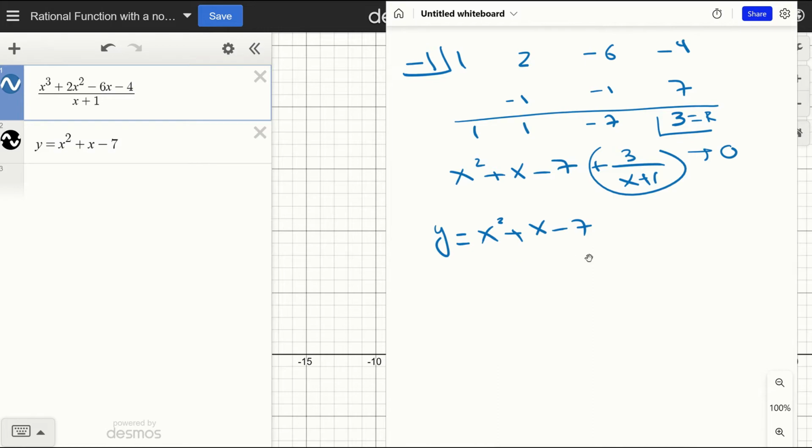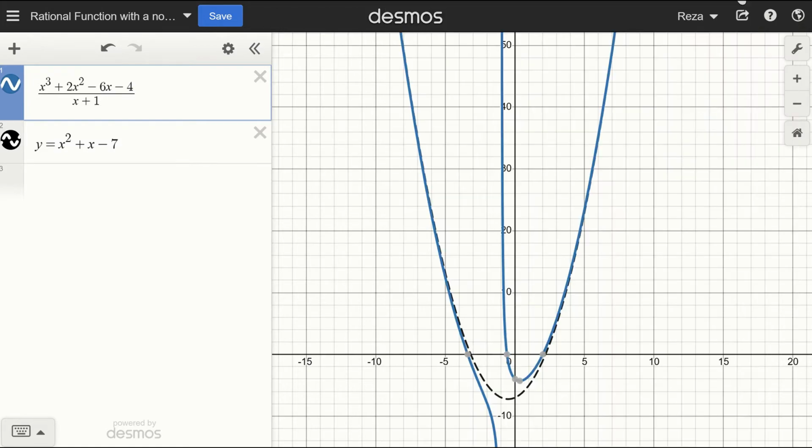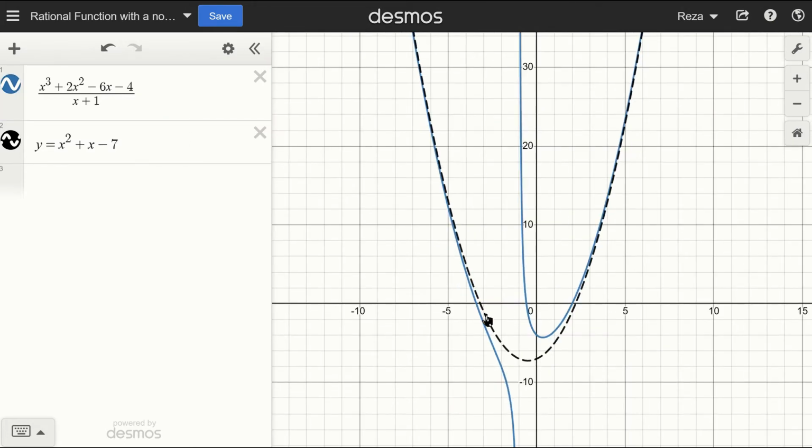So this obviously is not a linear asymptote, it's a quadratic asymptote, and it looks really nice when you look at it on the graph. So here is the graph. Okay, in blue you have the function, and notice in dashed black here we have the quadratic function that it is approaching. So here we see an example of a non-linear asymptote for a rational function.